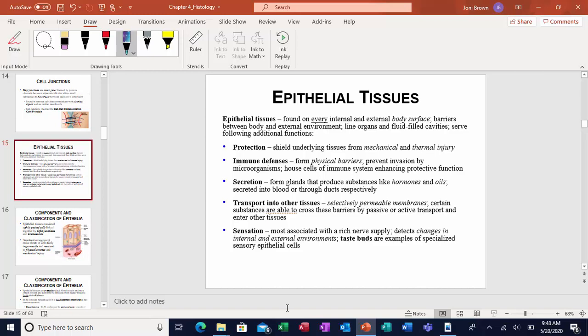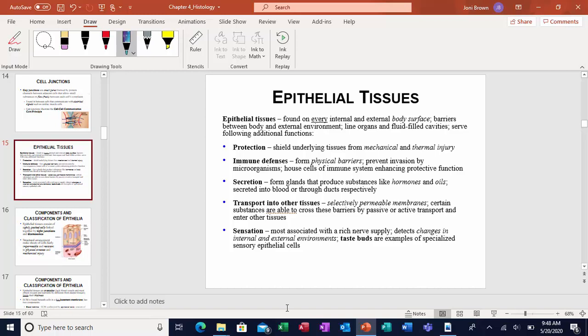And then the last function is sensation, because they have a very rich nerve supply, and they're able to detect changes between the external and the internal environment. Your taste buds are sensory epithelial cells.